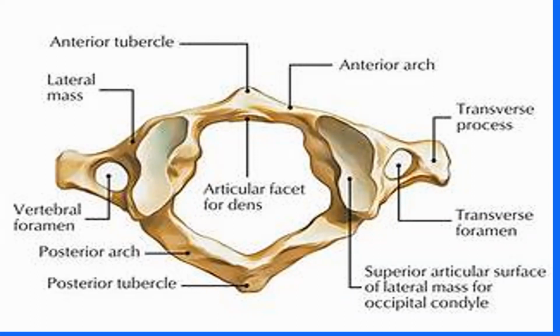You have an anterior arch and a posterior arch. The anterior arch is smaller than the posterior arch. And you have the lateral mass. When we are inserting the screw, we like to go through the lateral mass, and I'll show you how we do it.